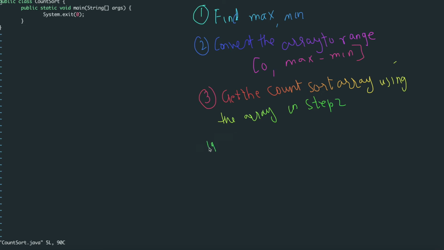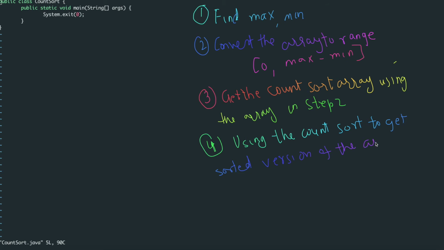The fourth step is basically using the count array to get the sorted version of the array in step 2.